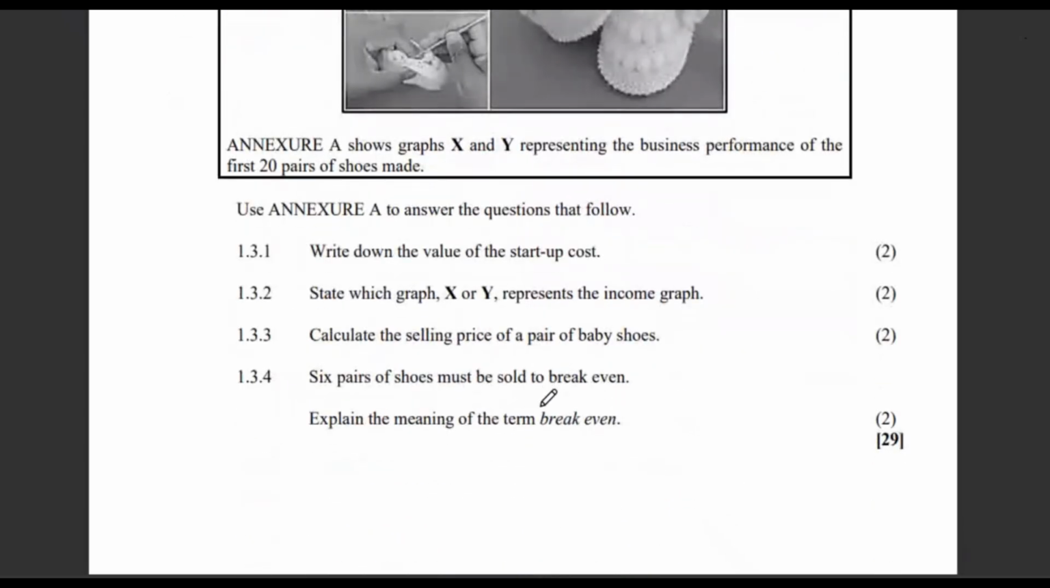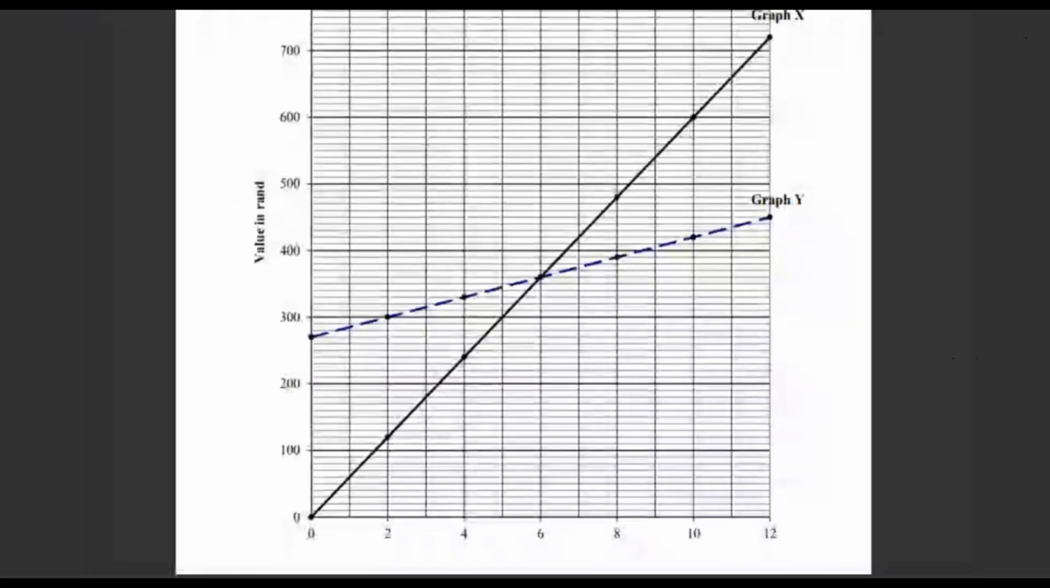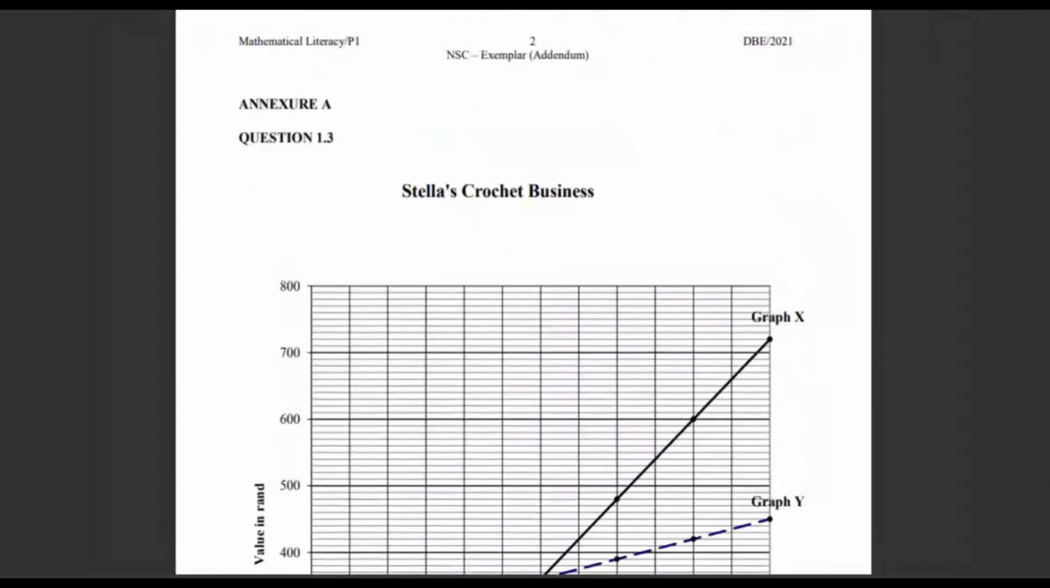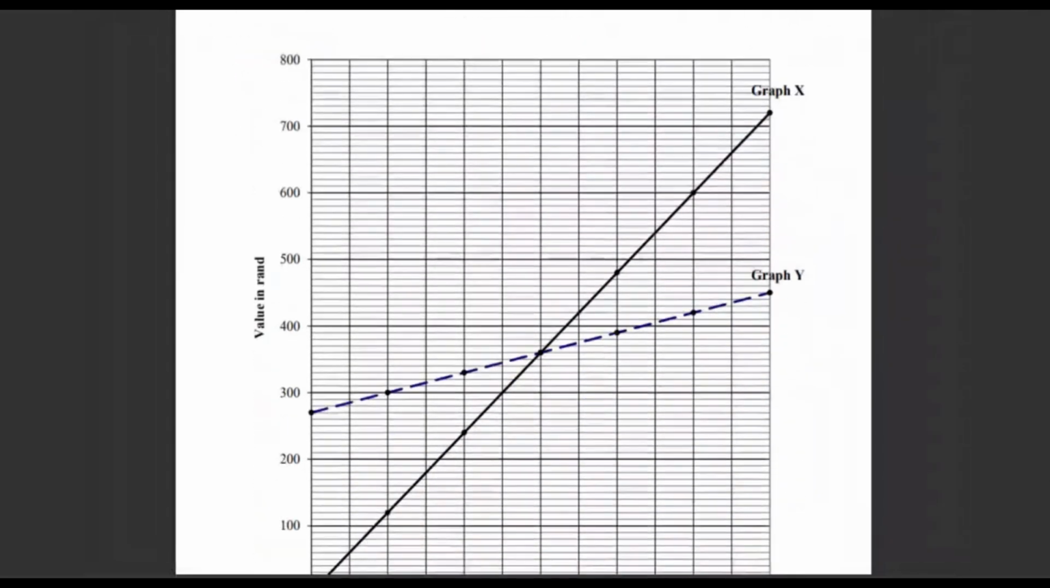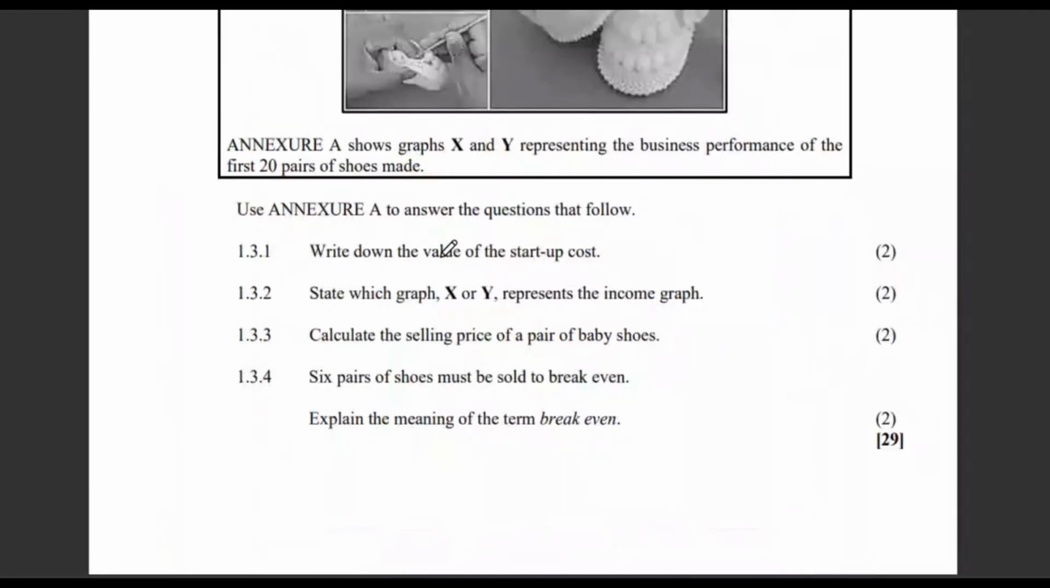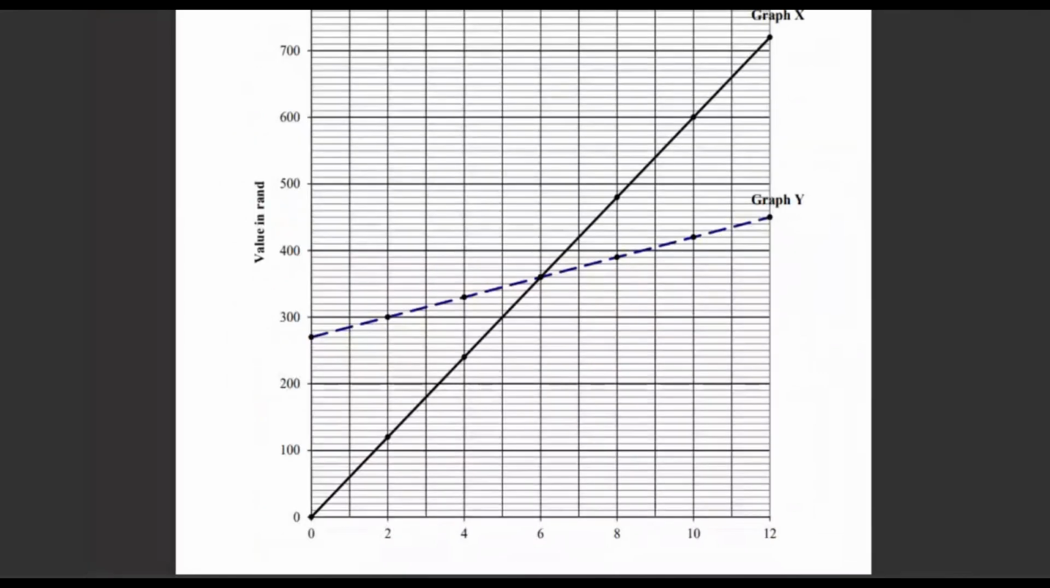Yeah. So now here they're asking us to use annexure A. Annexure A looks like this, 1.3. Now we have graph X and graph Y. Okay. Now we go to the question. It says write down the value of the startup cost. Always the startup from the graph, the startup cost will be this value here. That will always be the startup cost.